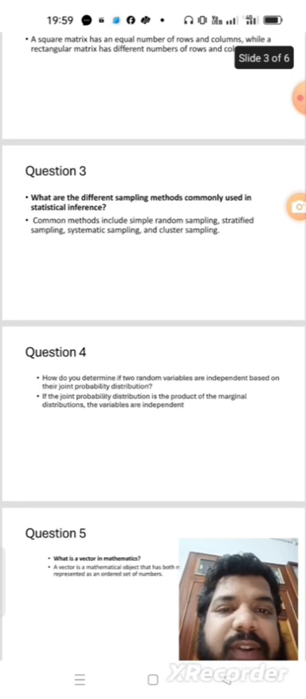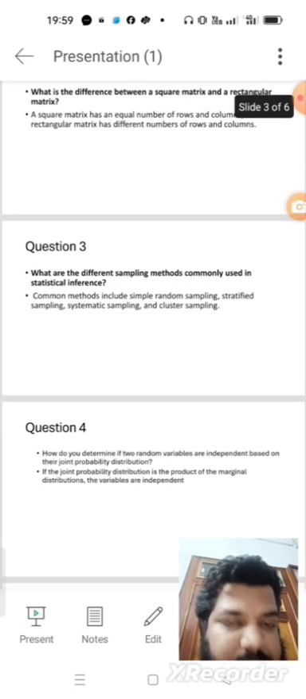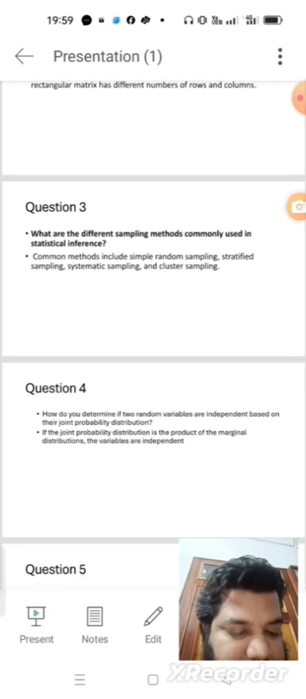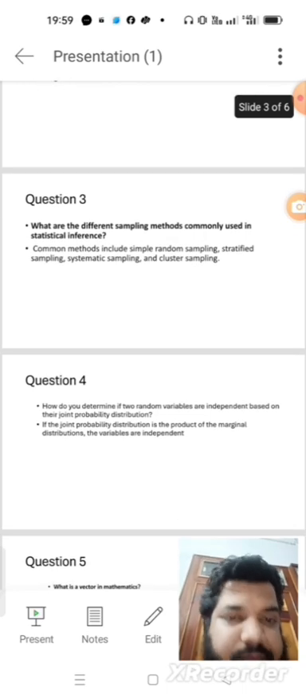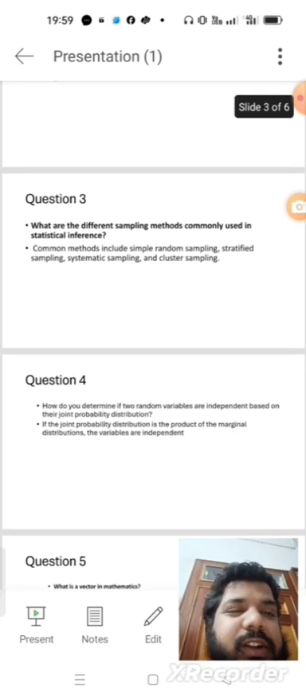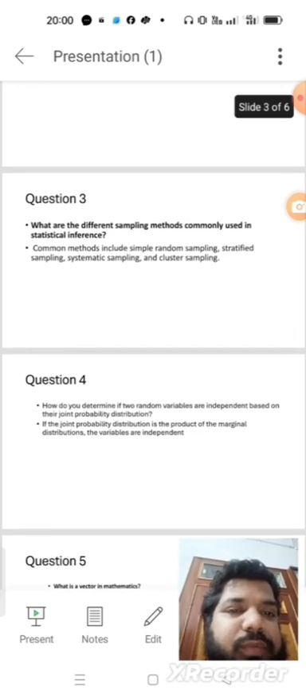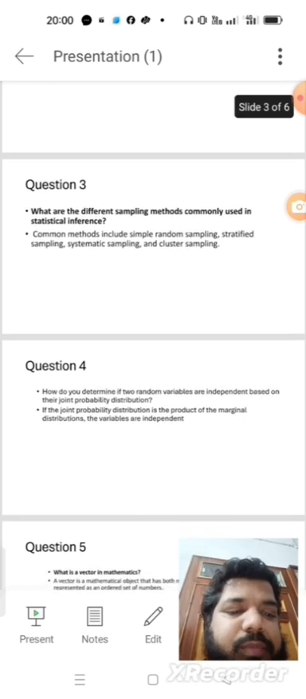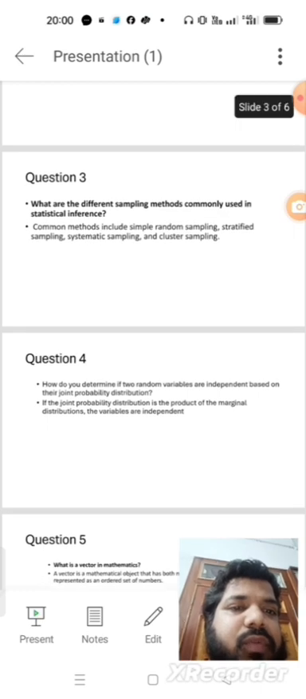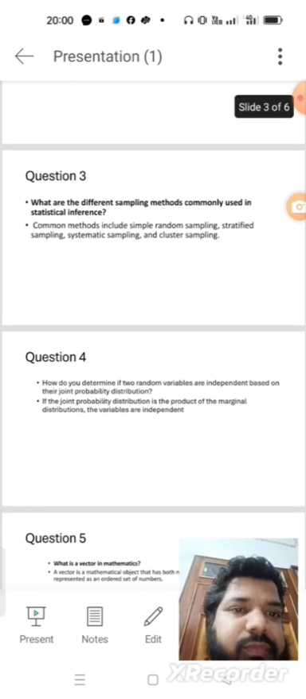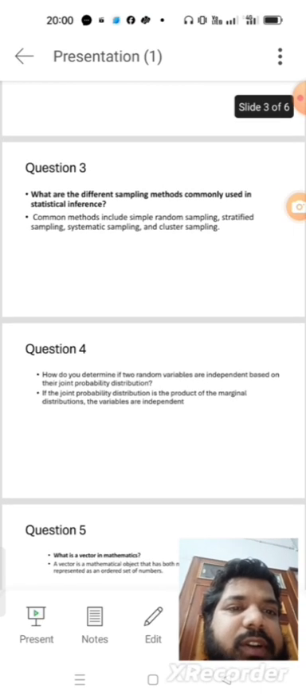In stratified sampling, suppose in a given school we have 60% girls and 40% boys. Then we have to make two different strata of boys and girls. Then we have to choose randomly from the boys and girls strata.